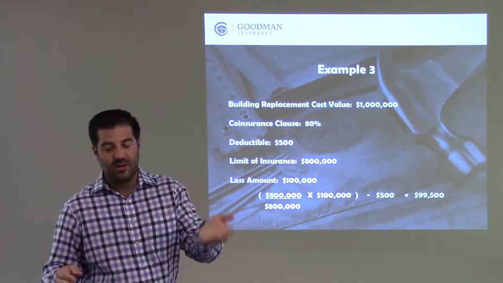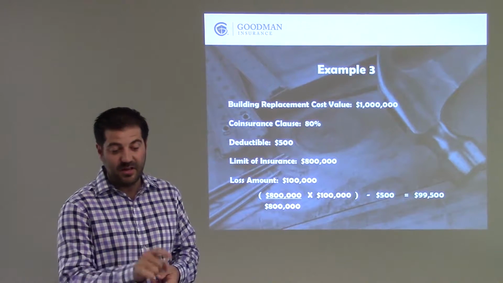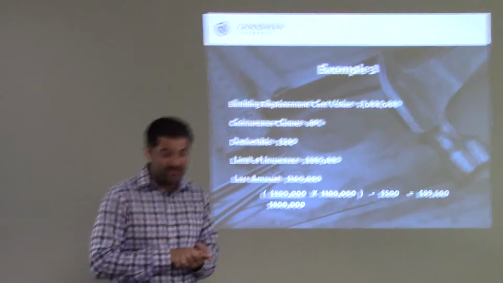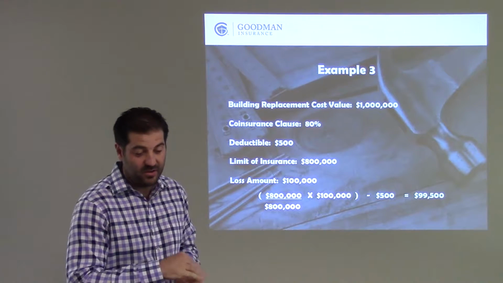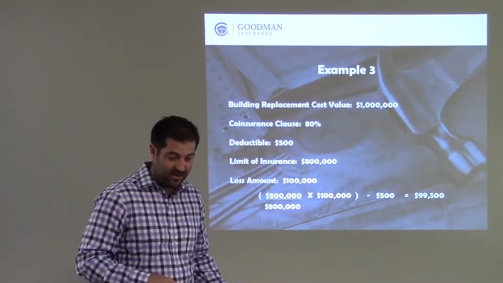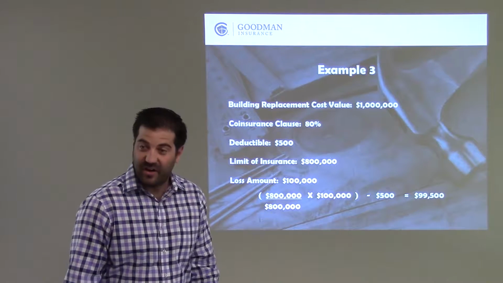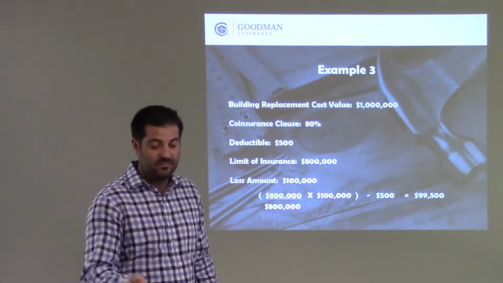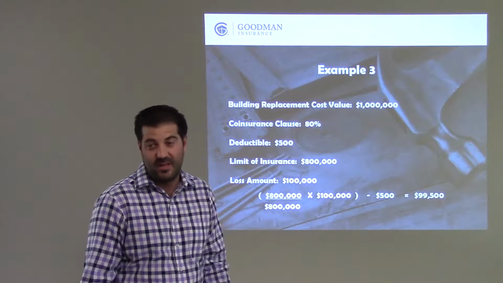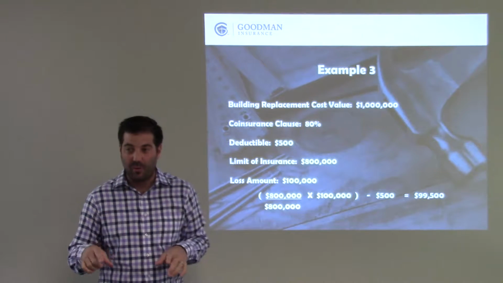Last one, coinsurance at 80%. Building value still at $1 million. The limits of insurance are $800,000. So it's what they did, which was the $800,000, over what they should have, which is the $800,000, times the loss minus the deductible. Basically, they're getting paid the full amount of the loss minus the deductible, right? So those are examples of how the formula works.